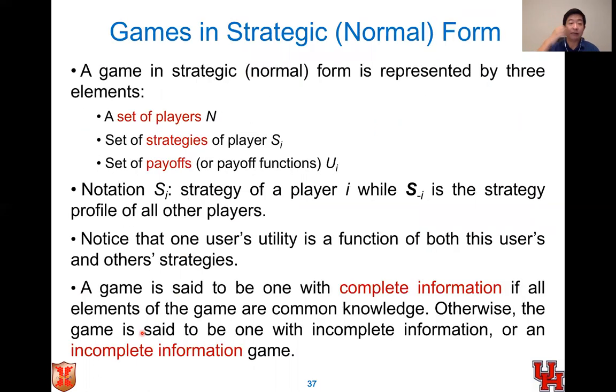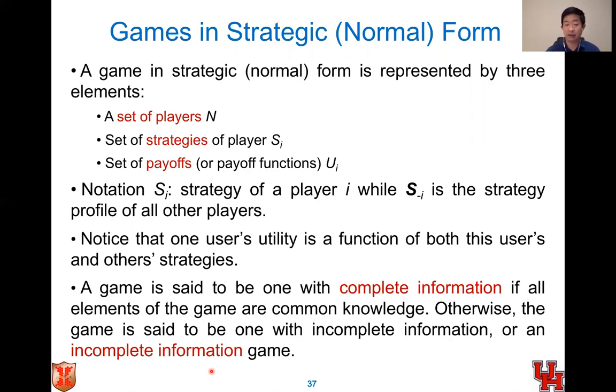So basically you have players N and strategies S, and you have payoff. And then you have complete information and incomplete information. Complete information is like chess. For chess, every piece of information is on the board, so everybody knows it. And then you can have incomplete information. For incomplete information, for example, two companies want to compete with each other, and they don't know each other's strategy.